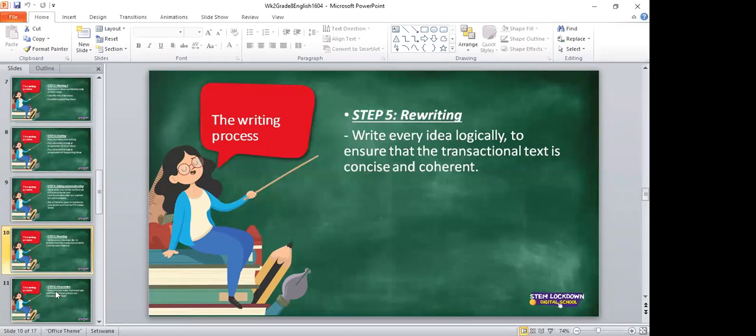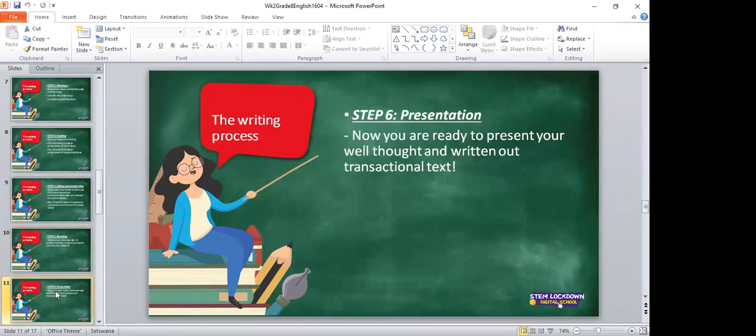The last step is presentation. Now you are ready to present a well thought out and well written transactional text. So here it means this is the final thing. That's the final paper that you are going to submit, because you are done writing. You will have done everything when you are in this step.